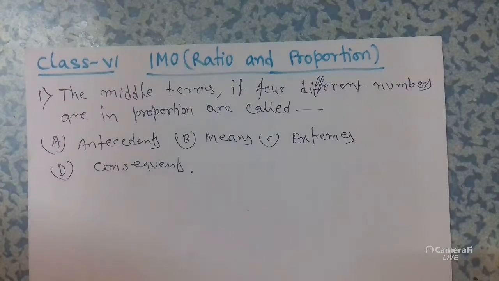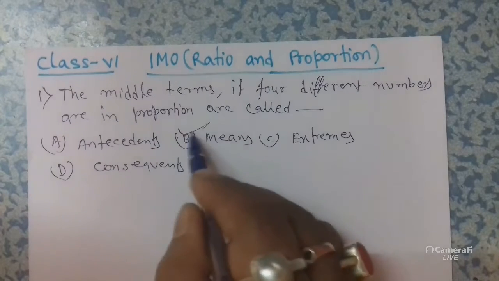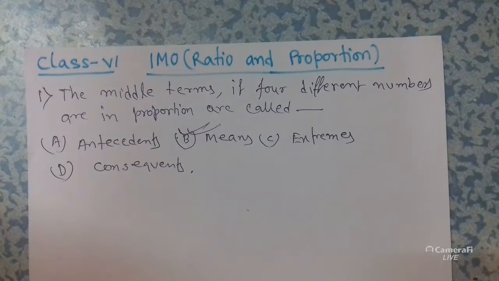consequence. So students, always remember, among the four terms, two middle terms are called means and two last terms are called extremes. Always remember. So here the middle terms are called means.